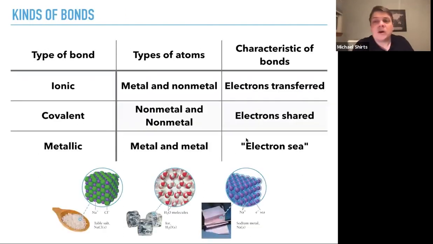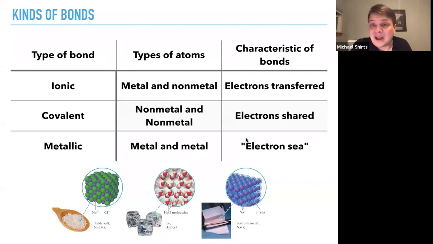Okay, so there's three main types of bonds. Now, there's a lot of exceptions and things that are sort of on the borderline, but the three main ways to think about bonding are ionic bonds. We talked a little bit about that, and those are generally between metal and non-metal atoms.